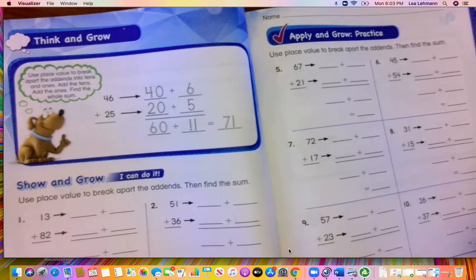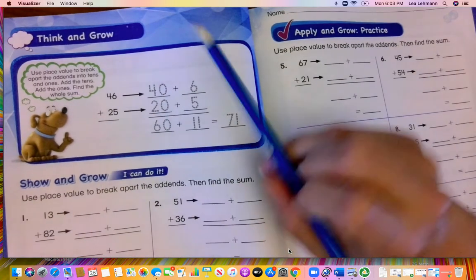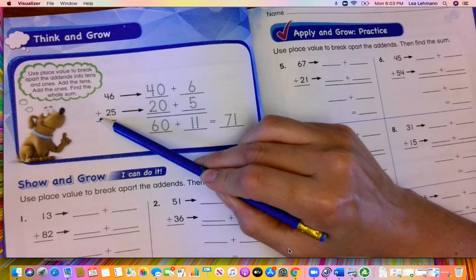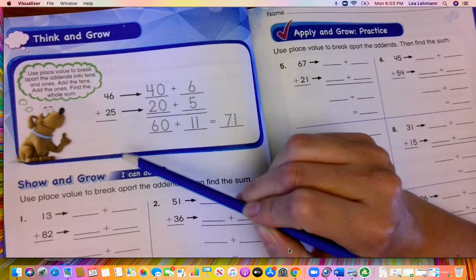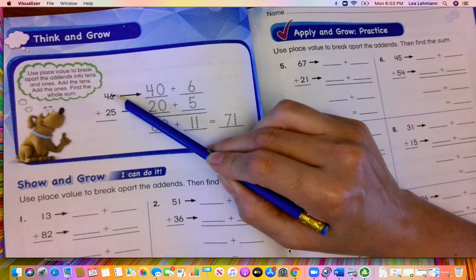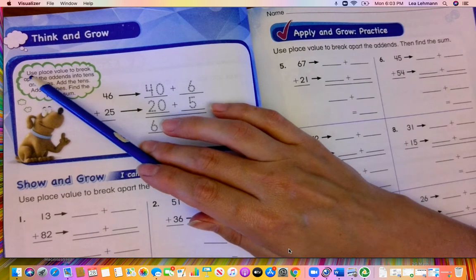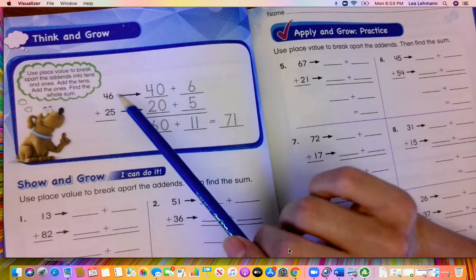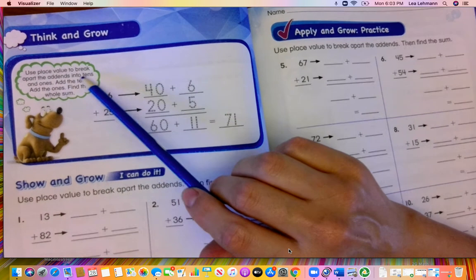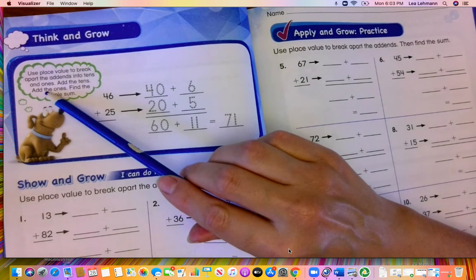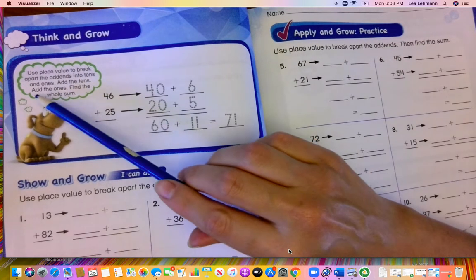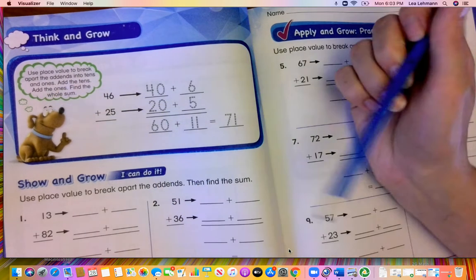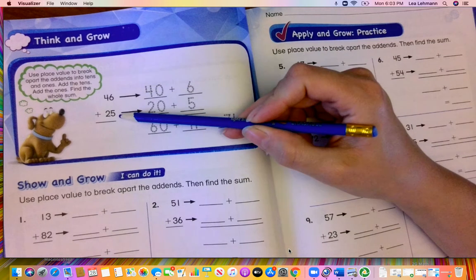So this one over here is the equation. I'll start with the up and down one. This is 46 plus 25. They wrote it up and down. Let's see what it says over here. Use place value to break apart the addends into tens and ones. Add the tens, add the ones. Find the whole sum. All right, so we have 46 and 25.